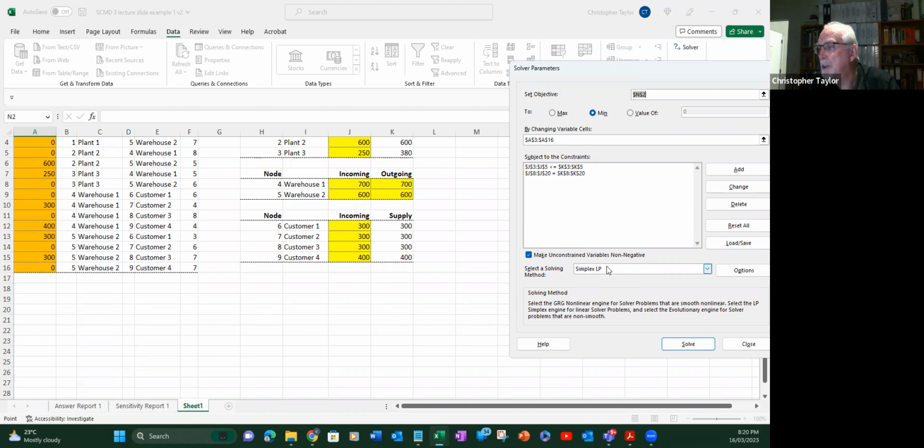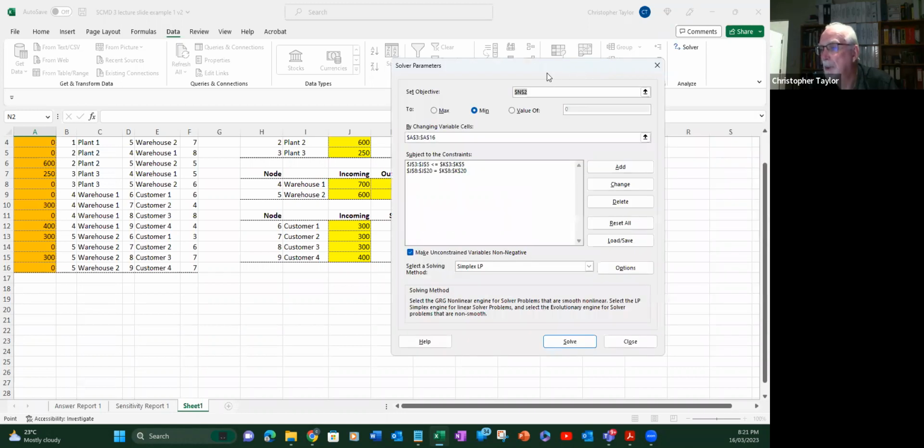Now, don't worry too much about this, because there are just different ways of doing these calculations, but just trust Excel when it throws up a method. And then the next thing after that is just to press solve.